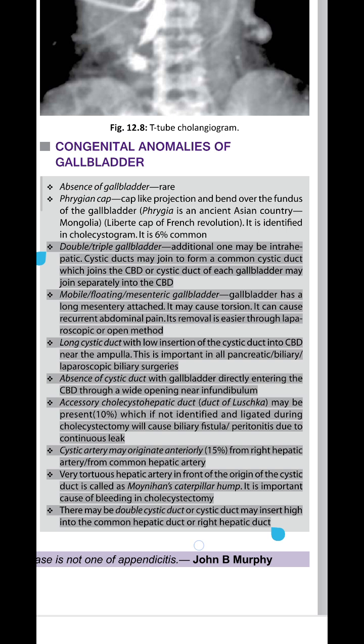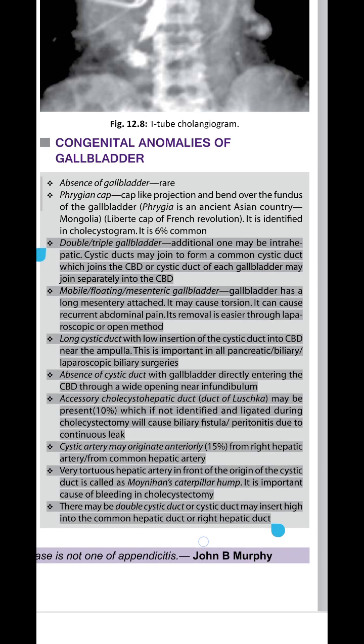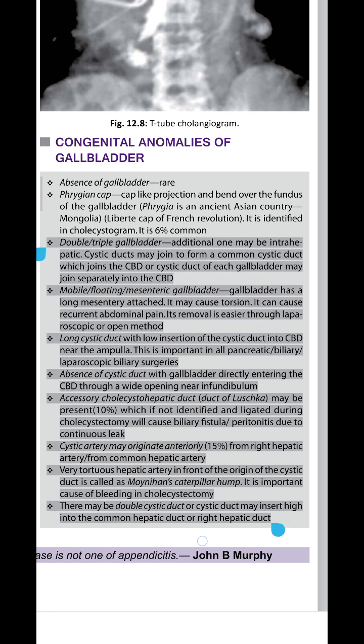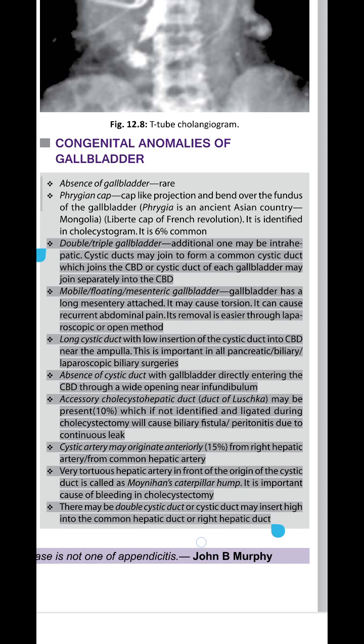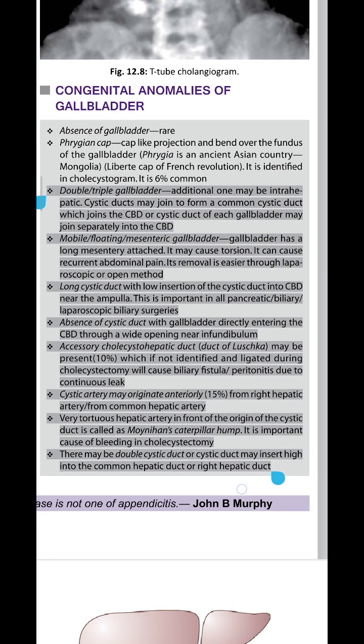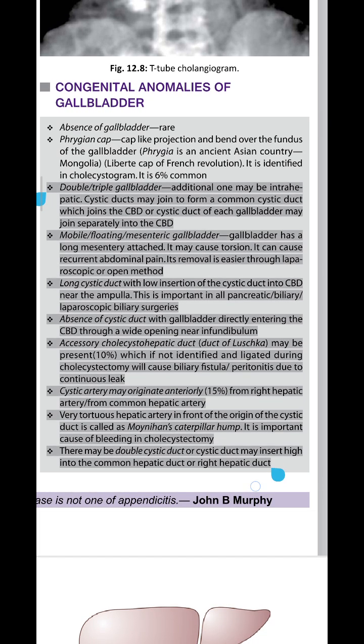Accessory cholecystohepatic duct, duct of Luschka, may be present, 10%, which if not identified and ligated during cholecystectomy will cause biliary fistula, peritonitis due to continuous leak. Cystic artery may originate anteriorly, 15%, from right hepatic artery, from common hepatic artery. Very tortuous hepatic artery in front of the origin of the cystic duct is called Moynihan's caterpillar hump. It is an important cause of bleeding in cholecystectomy. There may be double cystic duct or cystic duct may insert high into the common hepatic duct or right hepatic duct.